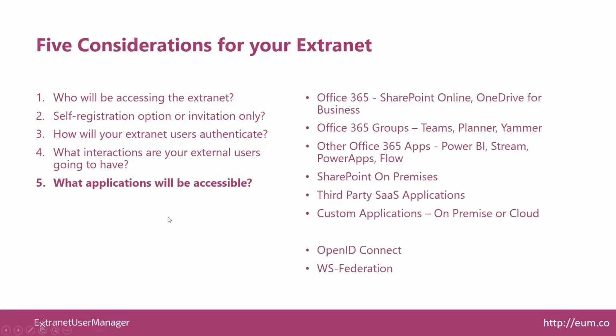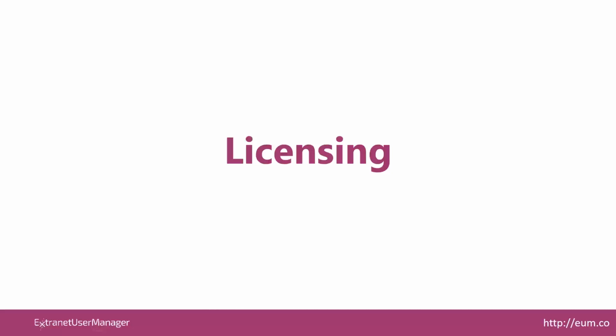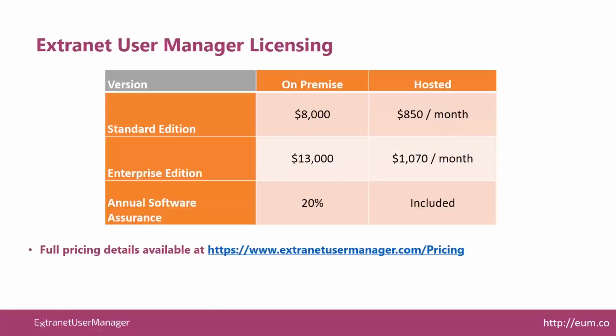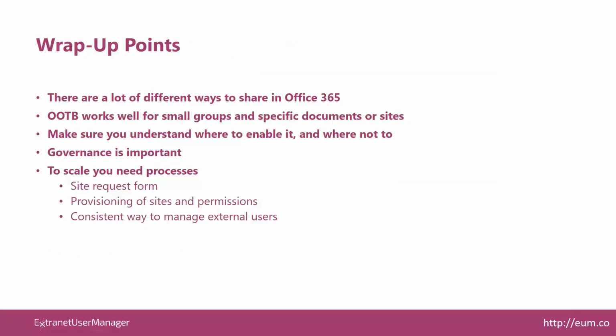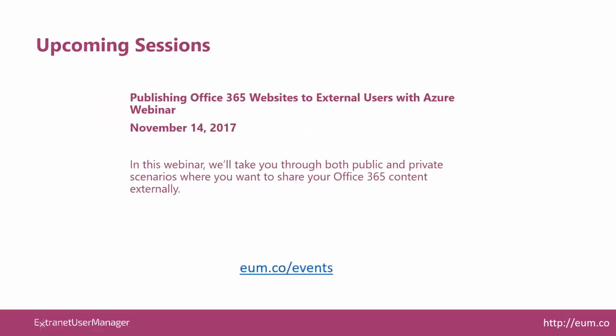So I think I'm pretty much out of time there. As I mentioned, we're going to put the slide deck up on the site. There's some licensing information around the product itself, some wrap-up points to think about. Where would you leverage out of the box? Where does it make sense to build more process in through there? As I mentioned, we're going to be doing a follow-on session next week on the publishing website side.